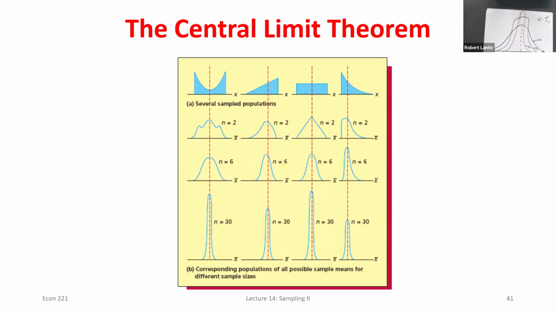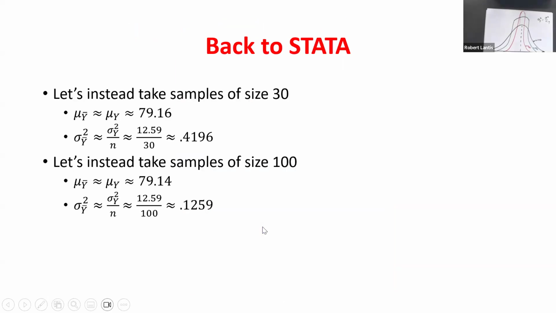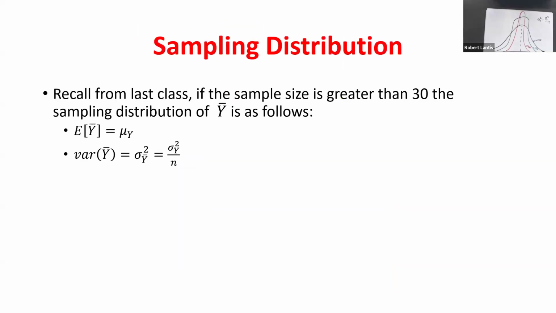So if I only take samples of size 2, that's not necessarily the case. But if I can get to 30 or higher, I'm golden, right? So we already looked at this in Stata. I jumped ahead a little bit, and we did all this work.